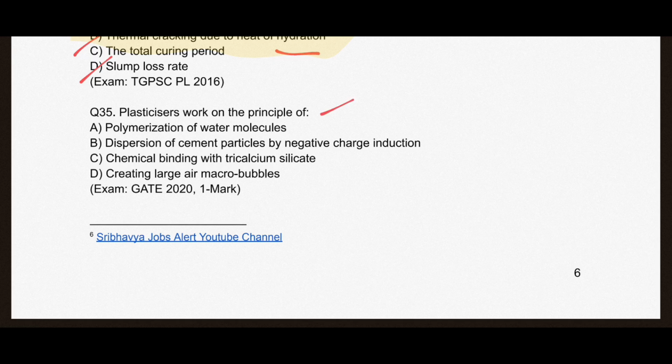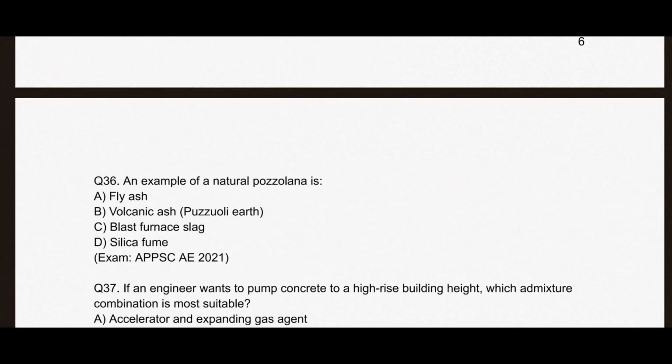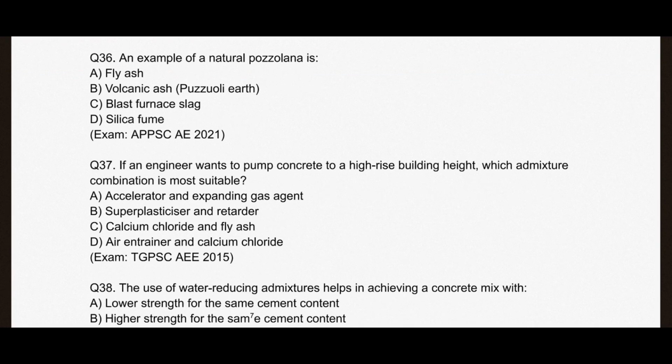35th question. Plasticizers work on the principle of: option A, polymerization of water molecules; option B, dispersion of cement particles by negative charge induction; option C, chemical binding with tricalcium silicate; and option D is creating large air macro bubbles. So the answer is option B, that is dispersion of the cement particles by negative charge induction. That is the principle of plasticizers.